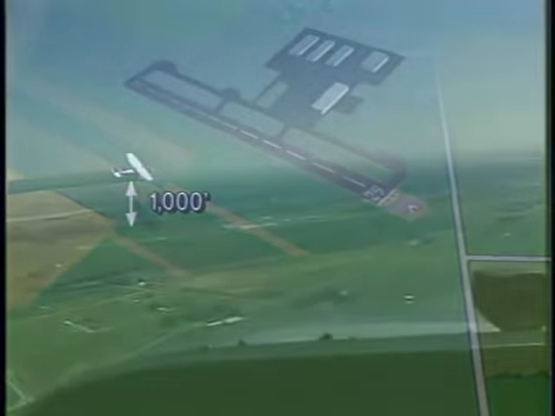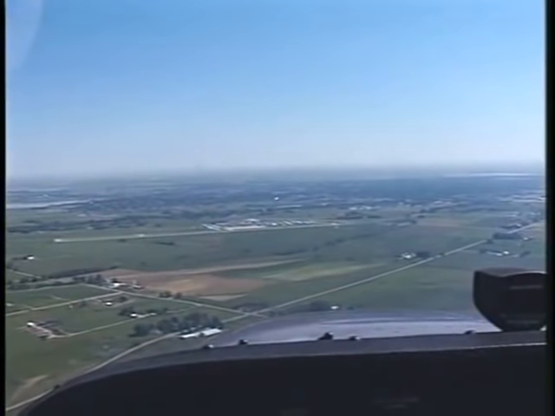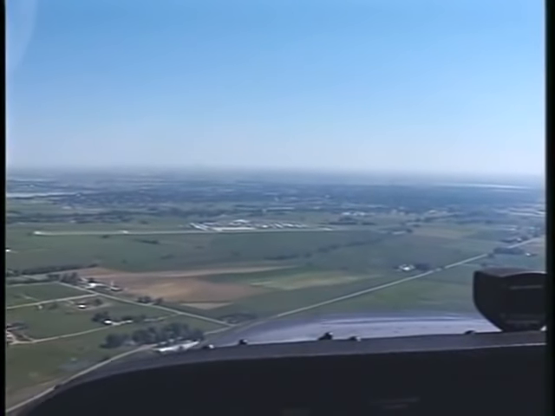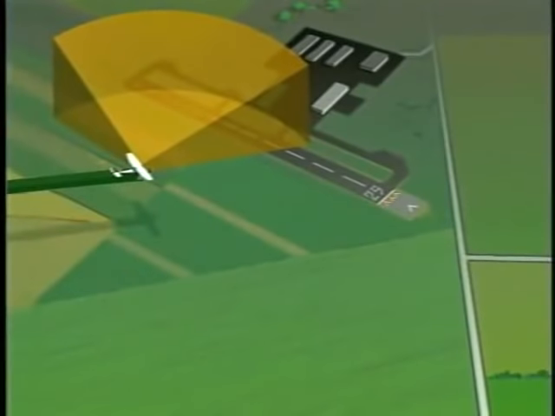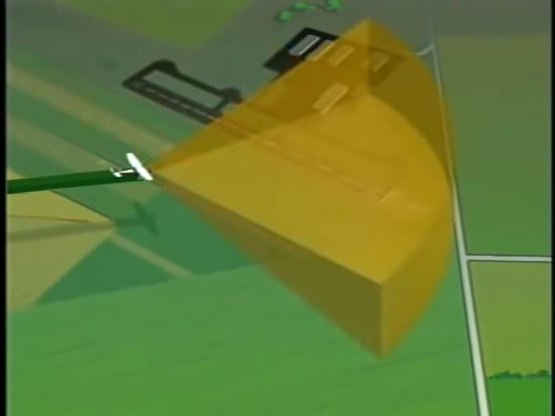As you approach a non-towered airport, monitor the common frequency and look for any traffic that may already be in the area. Look for airplanes that are turning onto downwind from the crosswind leg. In addition, be alert for airplanes that are flying a wider or closer pattern than yours. Also watch for slower airplanes ahead of you that can create a spacing problem.